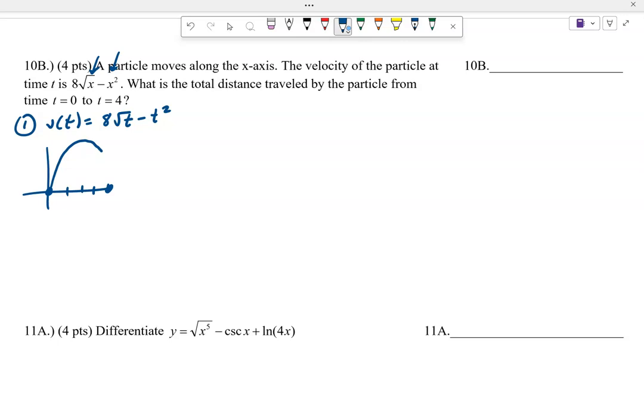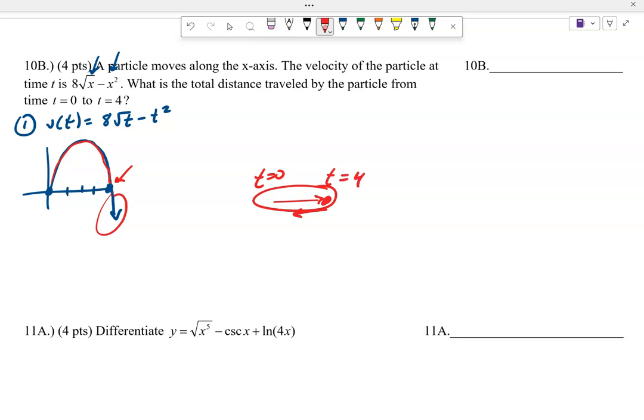So this is kind of what that would look like. Notice the velocity is all positive from 0 to 4. The velocity is all positive. In other words, the particle is moving to the right. And then it stops right here at t being 4. It stops at 4 seconds, and then the velocity after 4 goes negative, so it goes back the other direction. But we just want total distance traveled from 0 up until 4.